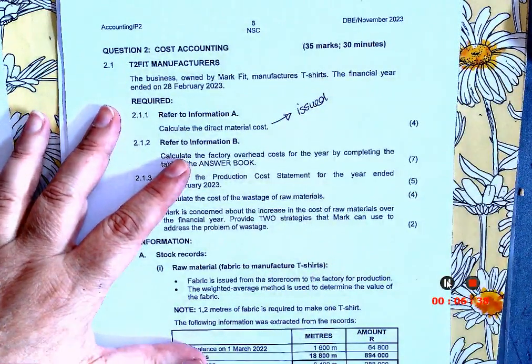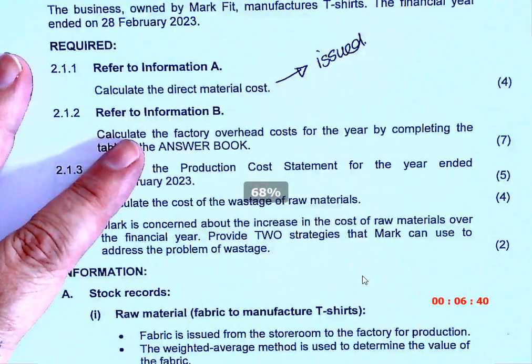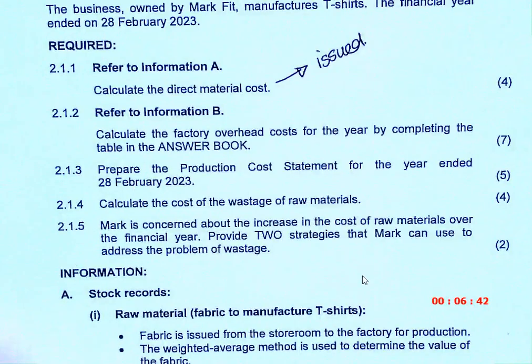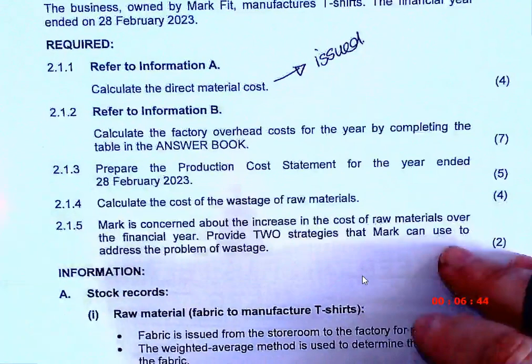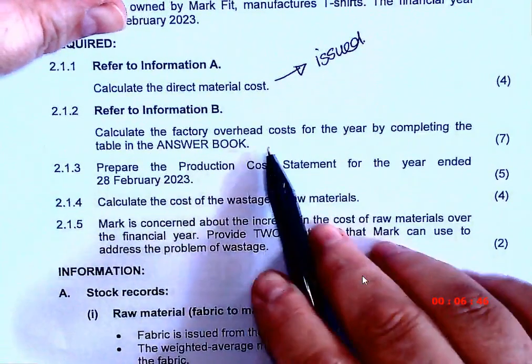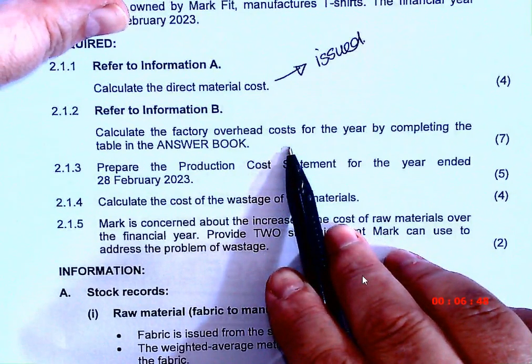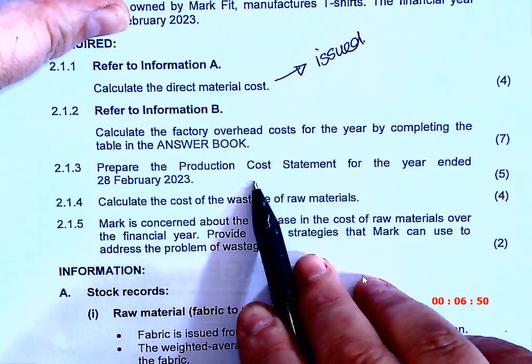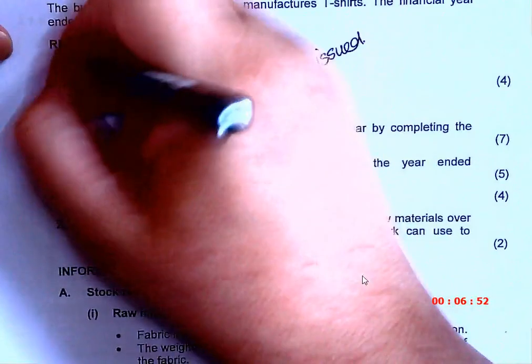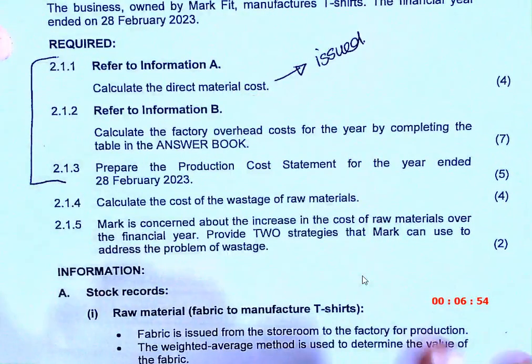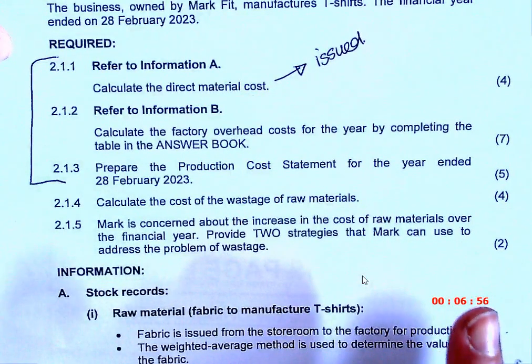In other words, the ones that went to the factory itself and is busy being made. Okay. And then calculate the factory overhead costs for the year and do the production costs. Why do I read all three together? Because I'm somehow going to do them together. Okay, it's going to save me time. So, let's see.